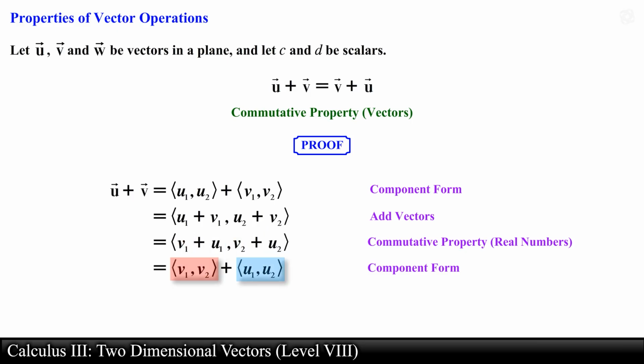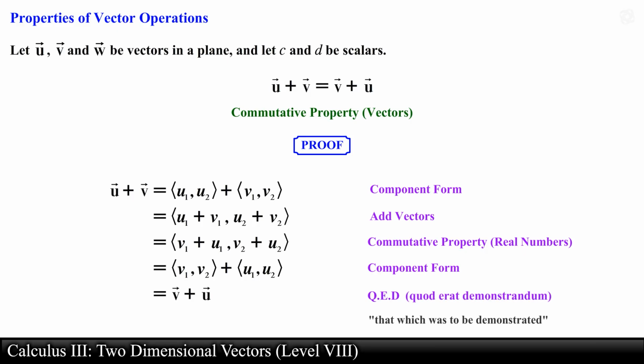Lastly, these rearranged components represent vector v and vector u, respectively. And this completes the proof. We can denote the ending of a proof by using the letters QED, which means quod erat demonstrandum, which is Latin for that which was to be demonstrated, or which had to be proven, or what was to be demonstrated, or the very thing it was required to have shown.